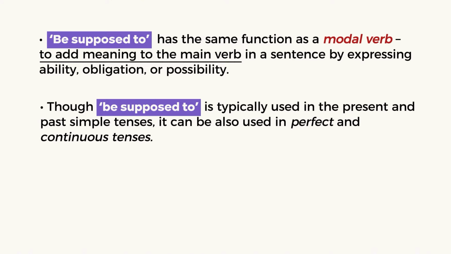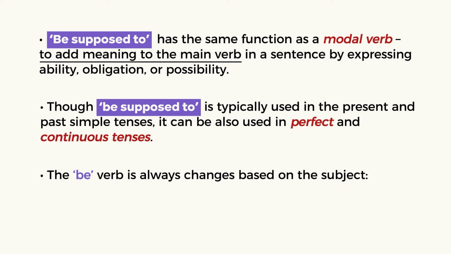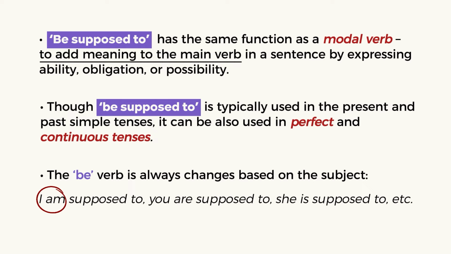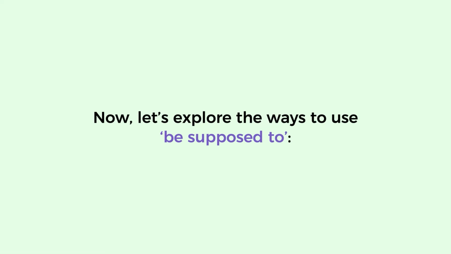Though be supposed to is typically used in the present and past simple tenses, it can also be used in perfect and continuous tenses. The be verb is always changed based on the subject. For example, I am supposed to, you are supposed to, she is supposed to, etc. Now let's explore the ways to use be supposed to.